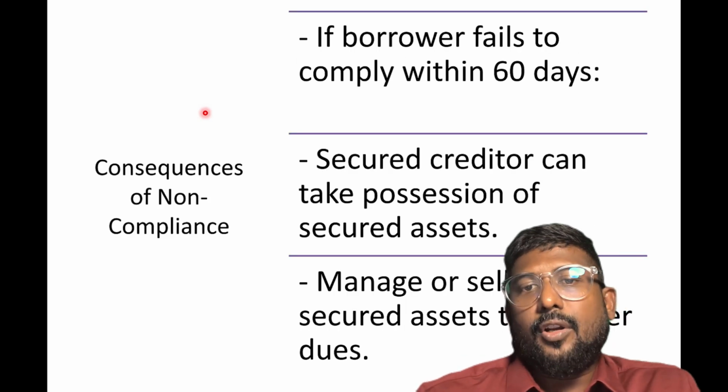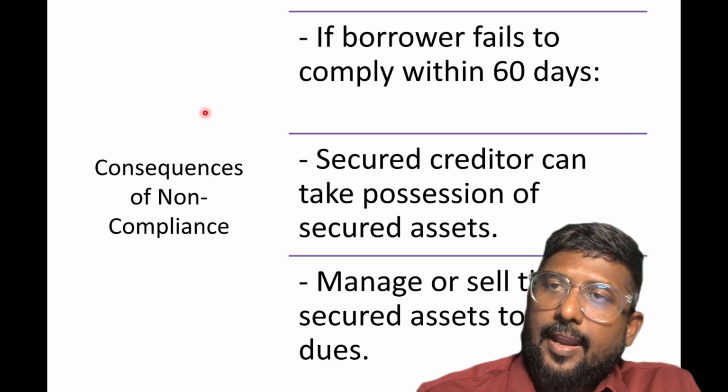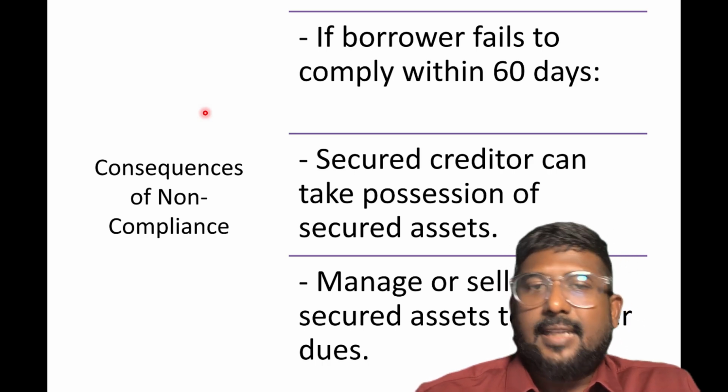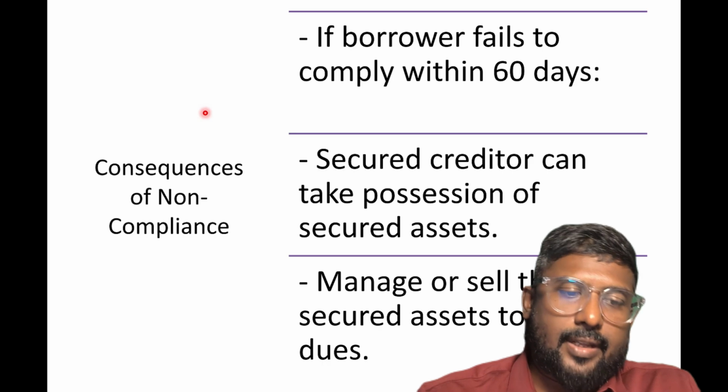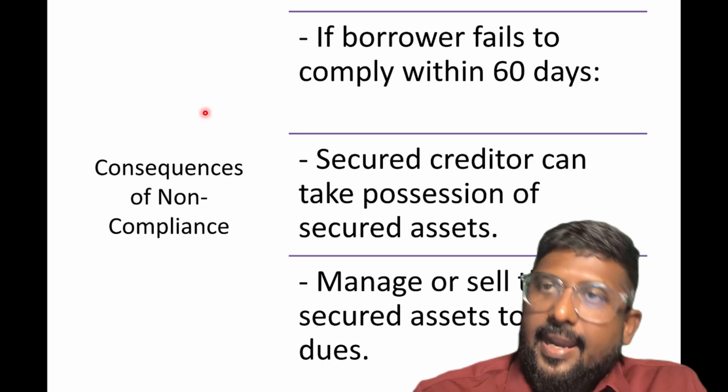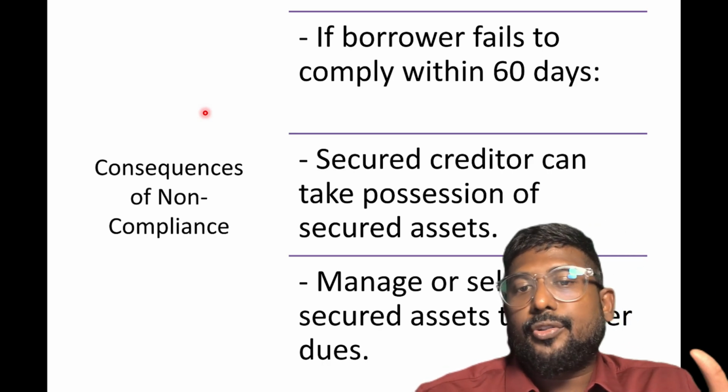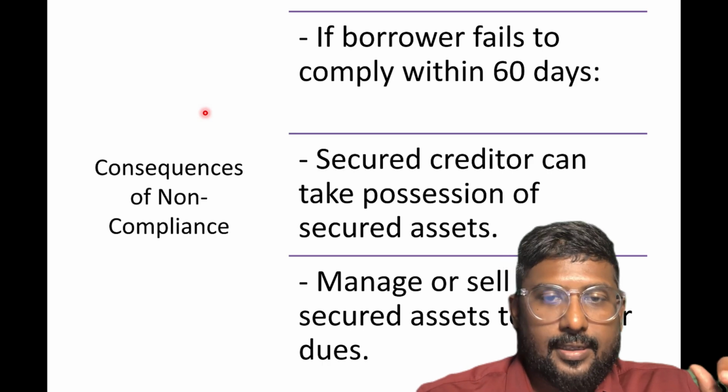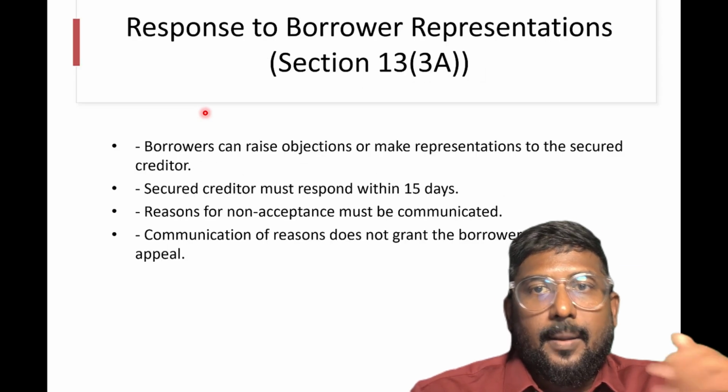Next, the consequence of non-compliance. If the borrower fails to comply within 60 days, that is, either they do not send a representation or they do not pay any money, then the bank can take possession of the secured assets and manage or sell the assets.